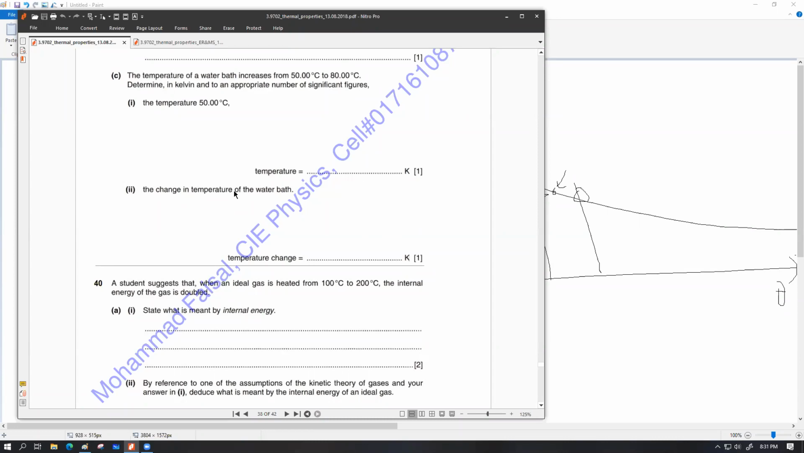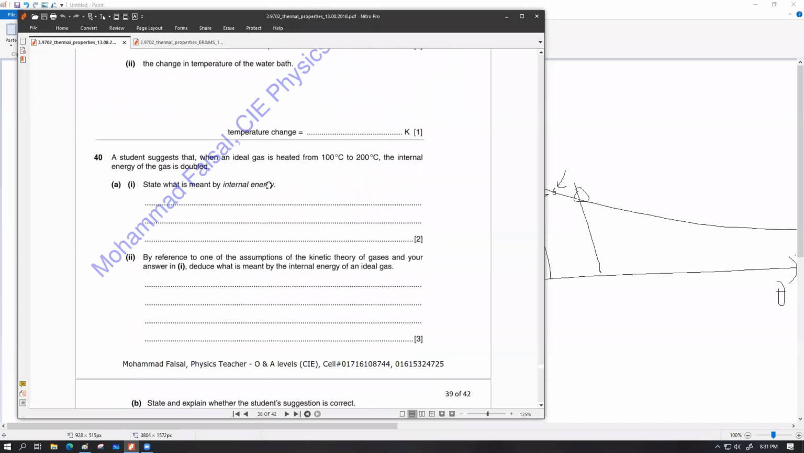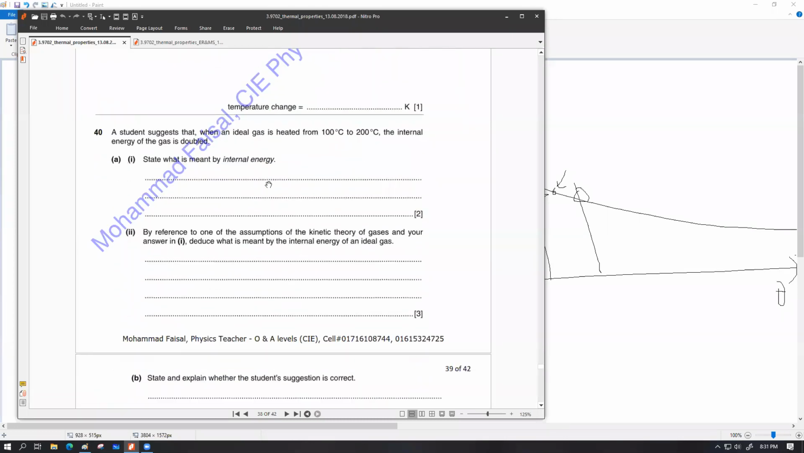Okay. So question number 40. A student says that when an ideal gas is heated from 100 to 200 degrees, the internal energy of the gas is doubled. State what is meant by internal energy.